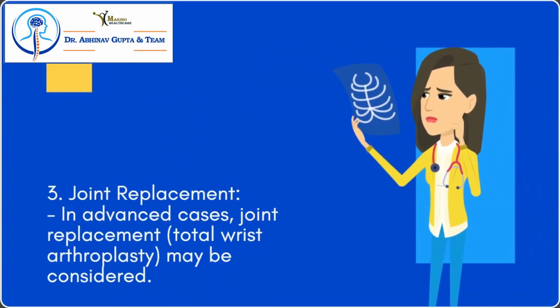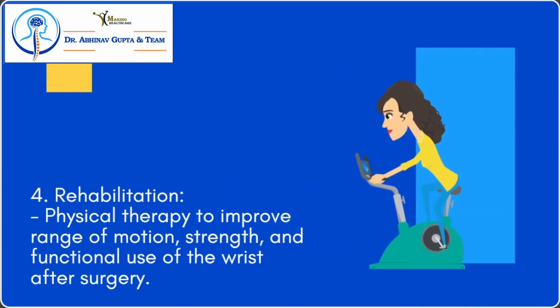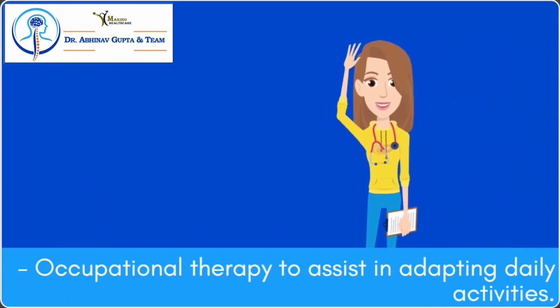3. Joint replacement. In advanced cases, joint replacement, total wrist arthroplasty, may be considered. 4. Rehabilitation. Physical therapy to improve range of motion, strength, and functional use of the wrist after surgery. Occupational therapy to assist in adapting daily activities.